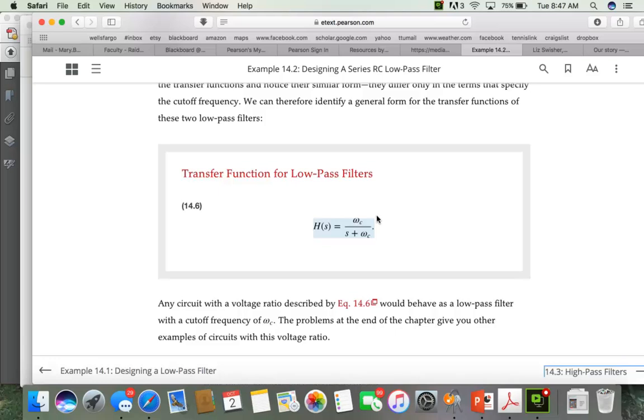In a passive filter, which means a filter built just from passive elements, resistors and capacitors, you won't have that. But in an active filter, you can. So you look at the denominator, and you can easily identify the cutoff frequency by whatever number shows up here. You can also identify the fact that this is a low-pass filter because there's no s in the numerator.